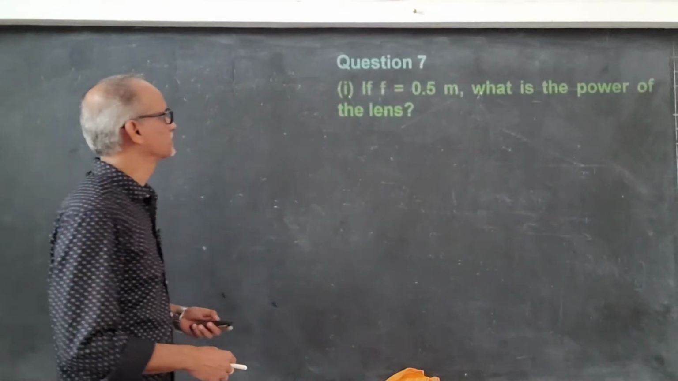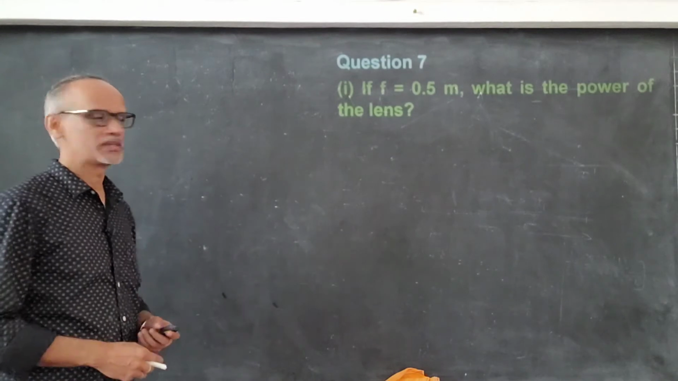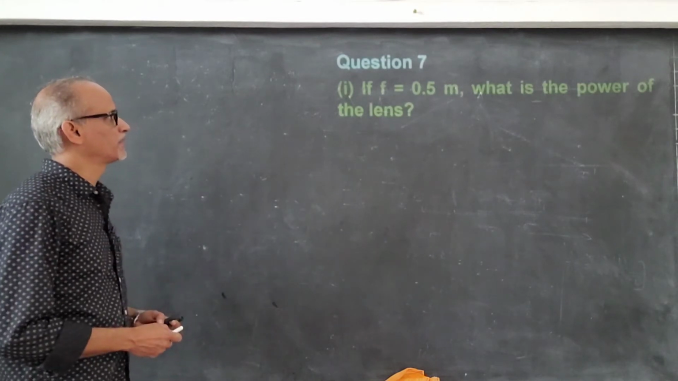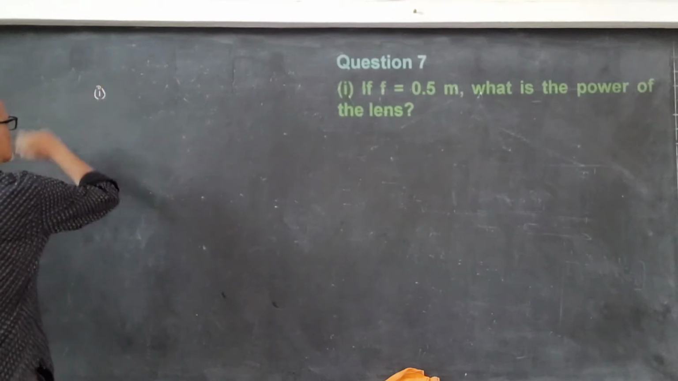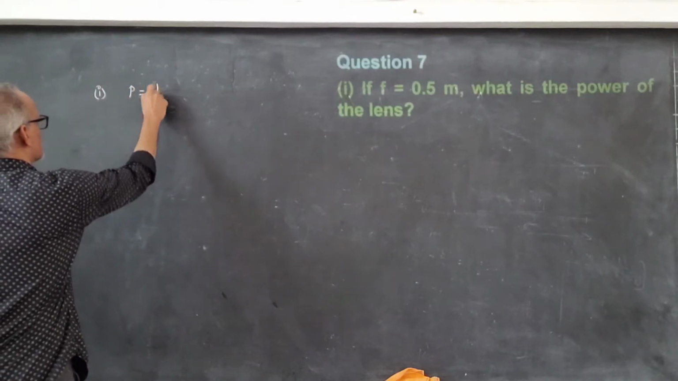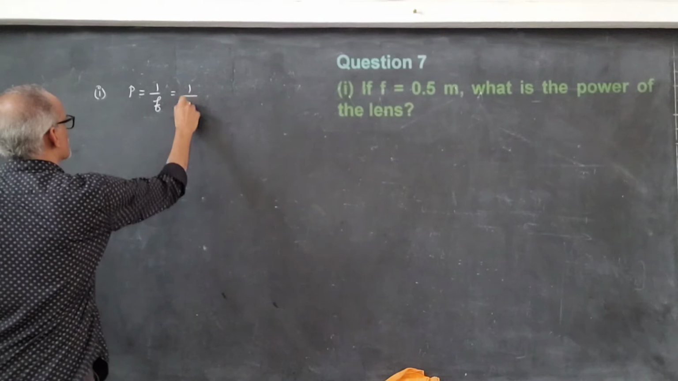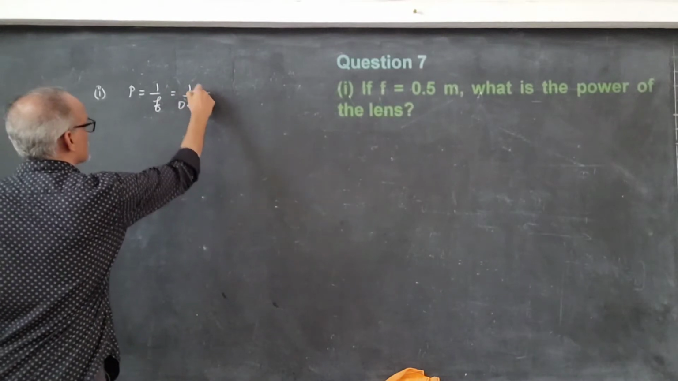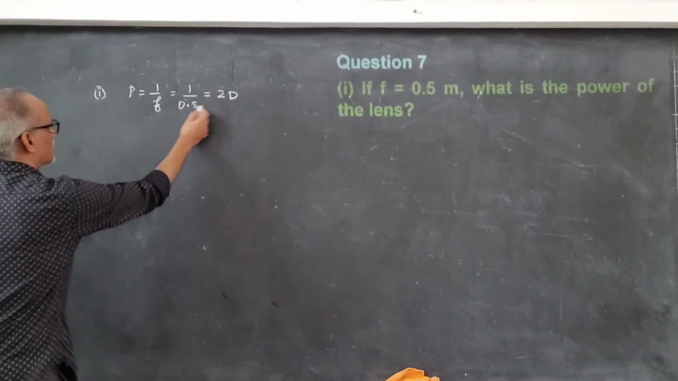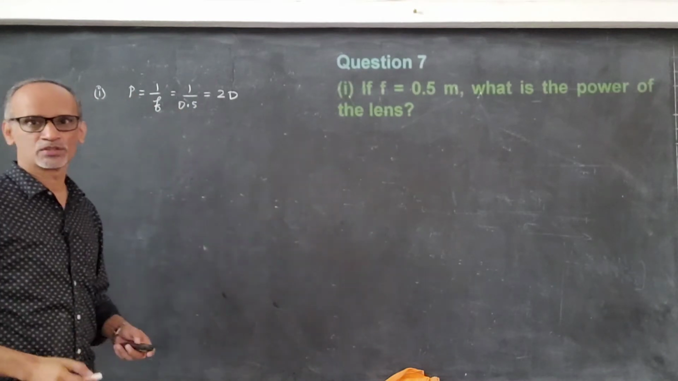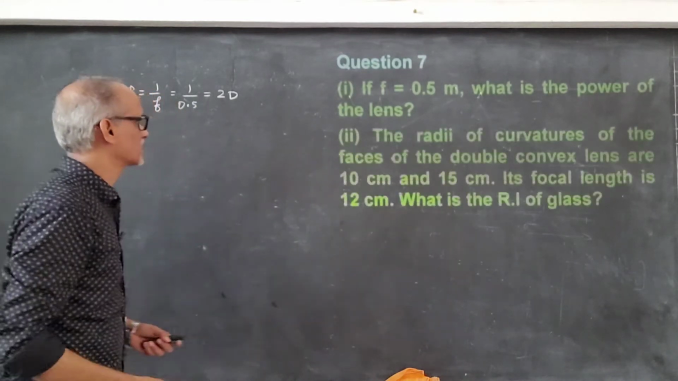The first question, number 7 of the study material: if f is 0.5 meter, what is the power of the lens? That is the first option. Power is given by the reciprocal of the focal length, which is 1 by 0.5. So this is equal to 2 diopter. Power is in diopter only when the focal length is in meter, which is already given. Let's go for the second option.